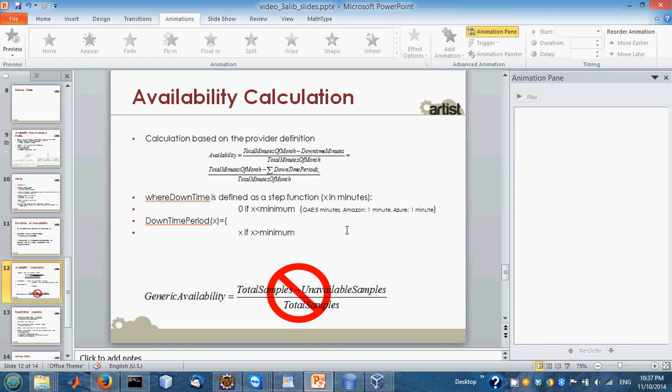So any unavailable sample needs to be continuously unavailable. Any type of service needs to be continuously unavailable for a time period larger than 1 minute in order for this to be a valid downtime period. So let's proceed with the demonstration.